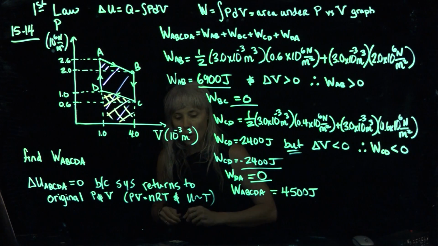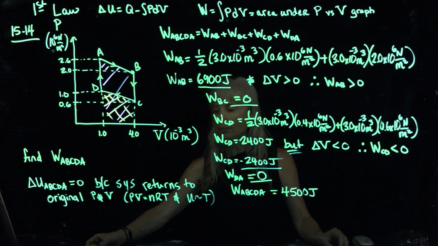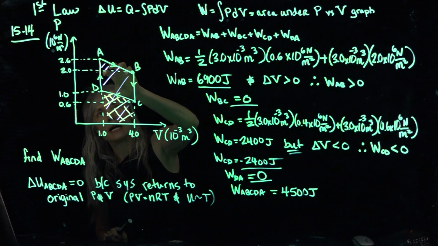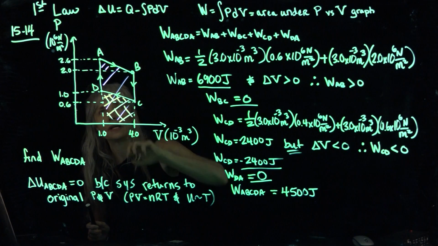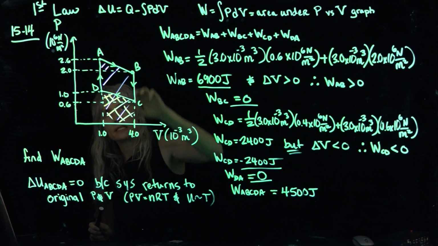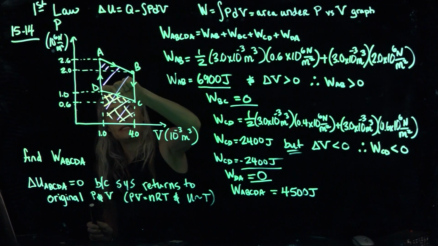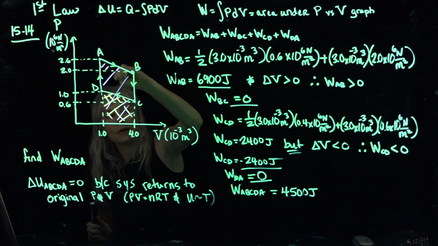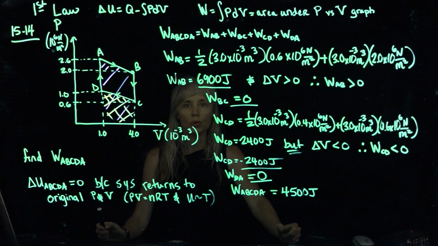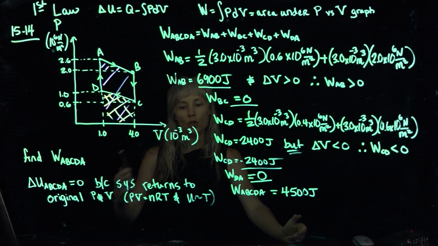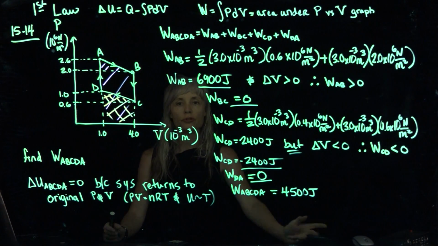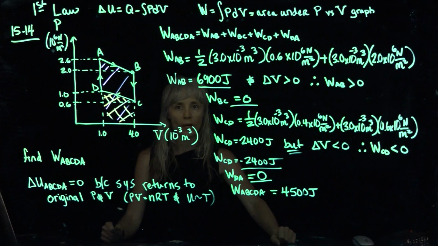Now, another way we could have solved this problem is we could have just found the area contained within the cycle. So notice that if I found this area that is contained A, B, C, D, back to A, this area, I would also have found 4,500 joules as the value. And you can check that yourself to ensure you get that alternative way as well.